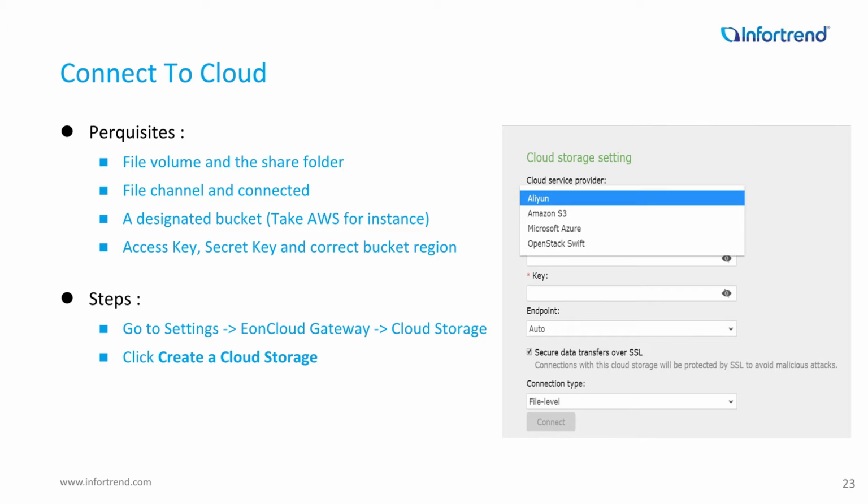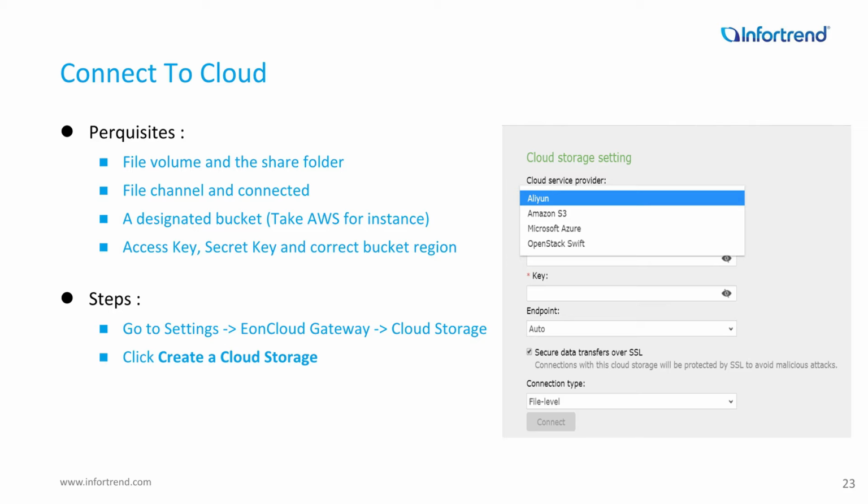Next is to build up the connection between GS and a specific cloud space. In the same screen, click Cloud Storage, then select the cloud vendor from the Cloud Service Provider drop-down list. Because we are setting up a file-level hybrid cloud environment, you must have at least a basic NAS environment before you proceed. This includes the file volume, share folder as local cache, and also the file-level channel. In this case, we choose Amazon S3 as our cloud vendor. The file channel can connect to AWS.